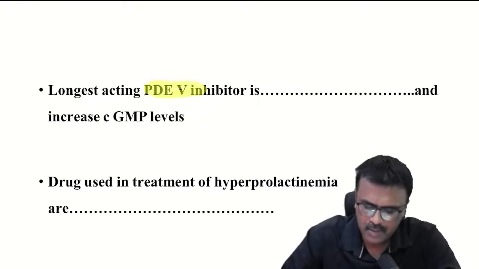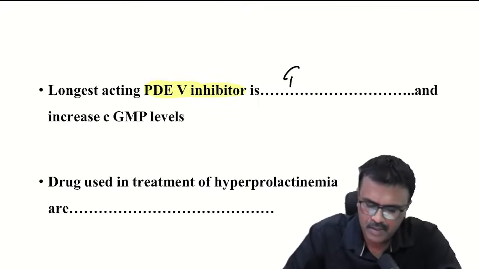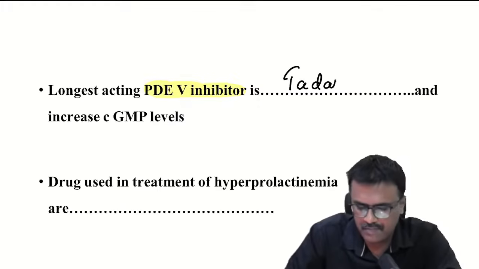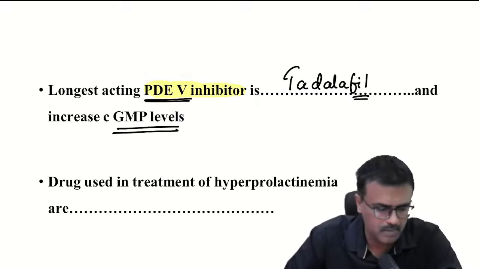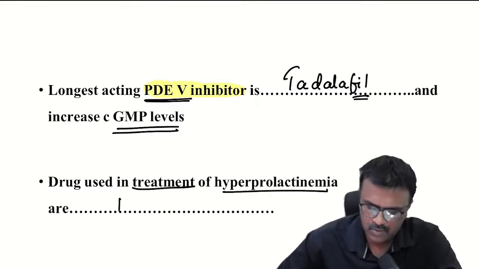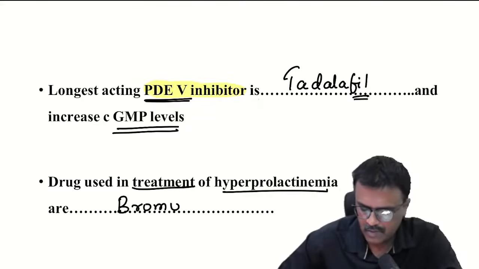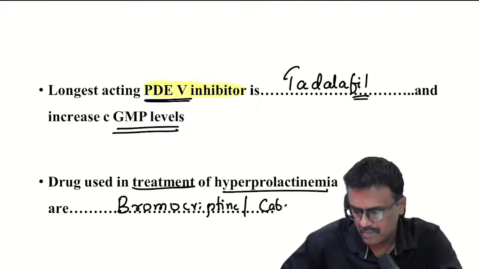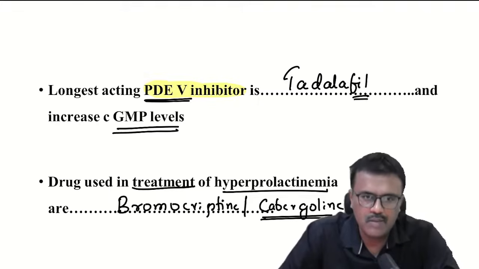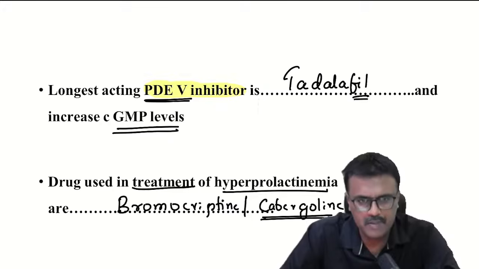The longest acting phosphodiesterase 5 inhibitor is, if you don't know anything, starting with T will be the longest: tadalafil. And how do they work? They increase cyclic GMP by inhibiting phosphodiesterase 5. For the drugs used in treatment of hyperprolactinemia, we have two options: bromocriptine or cabergoline can be used. The preferred is cabergoline because cabergoline is longer acting. But in pregnant women, I prefer giving bromocriptine.